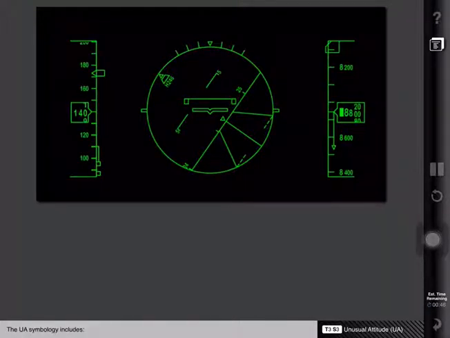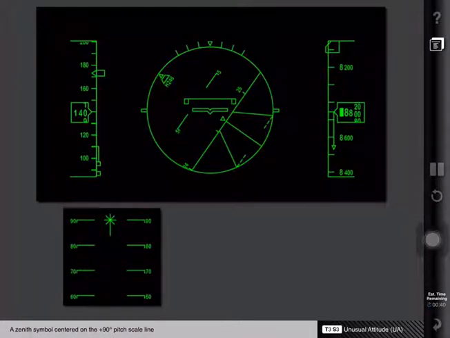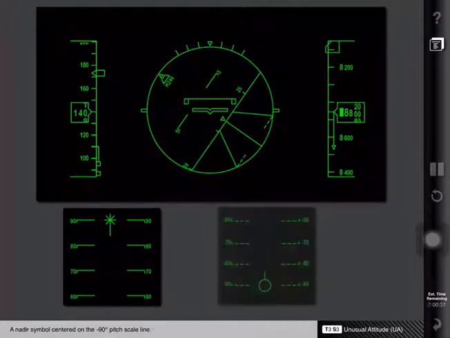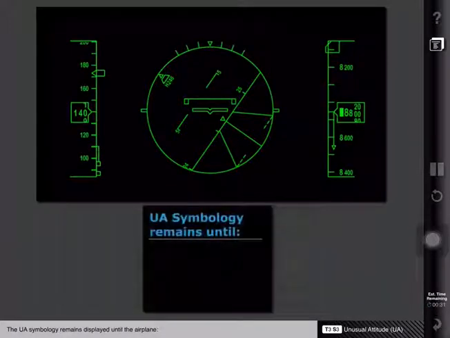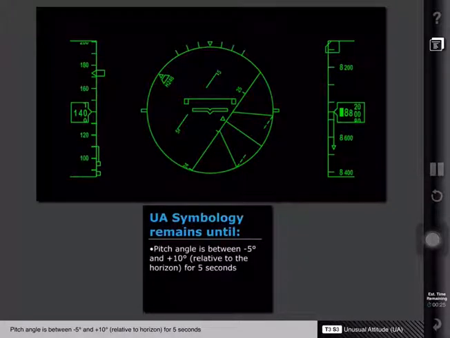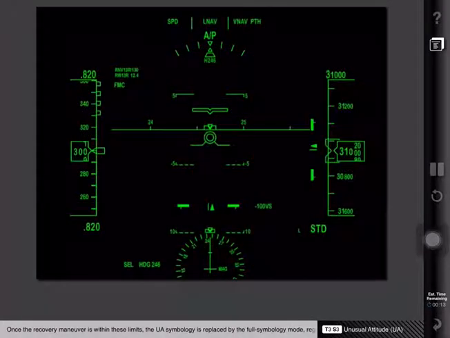The unusual attitude symbology includes a zenith symbol centered on the positive 90-degree pitch scale line, and a nadir symbol centered on the negative 90-degree pitch scale line. The UA symbology remains displayed until the airplane pitch angle is between negative 5 degrees and positive 10 degrees for 5 seconds, and roll angle is less than 10 degrees for 5 seconds. Once the recovery maneuver is within these limits, the UA symbology is replaced by the full symbology mode, regardless of the mode the HUD was in before encountering the unusual attitude.